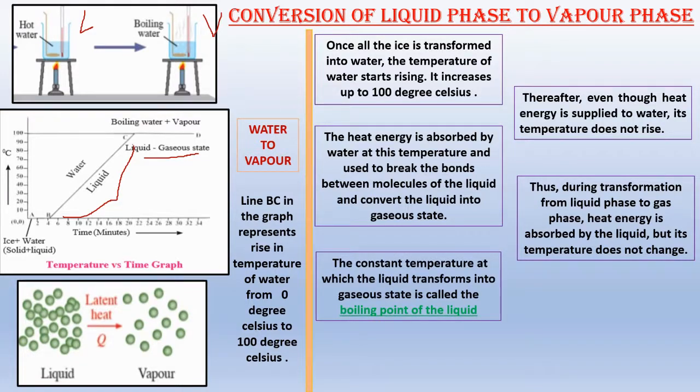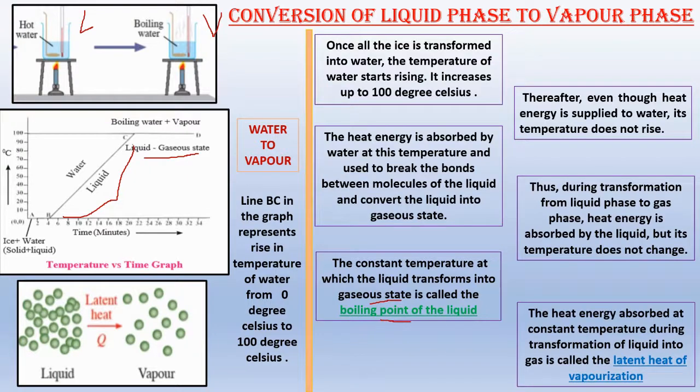So the constant temperature at which the liquid transforms into gaseous state is called the boiling point of the liquid. So this 100 degrees centigrade, that is the constant temperature at which the liquid transforms into the gaseous state, is known as the boiling point of the liquid. Okay.